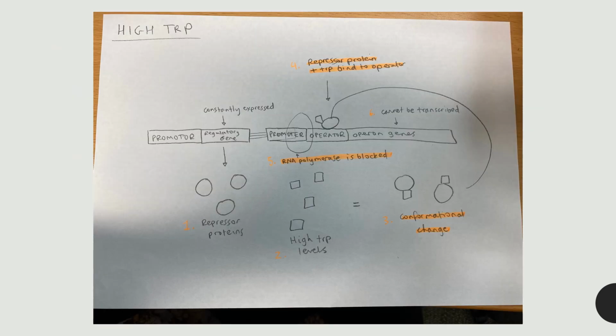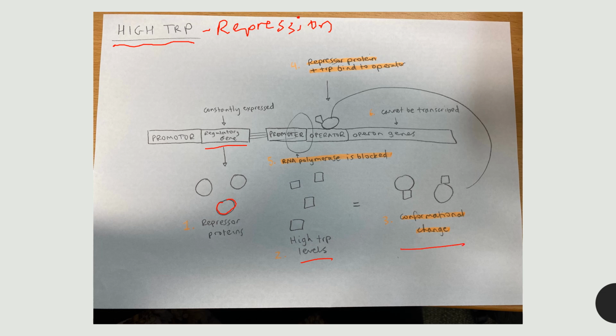To wrap my head around it, I did a little diagram, and I strongly suggest you do the same because I know it's quite complicated. In the high tryptophan scenario, we have repression, so no transcription is happening. Number one, all of these repressor proteins are consistently and constantly expressed by this regulatory gene. So here are all of our repressor proteins. We also have high levels of tryptophan, so we know that's what's happening in the cell. There are high levels of tryptophan, which can bind to the repressor proteins.